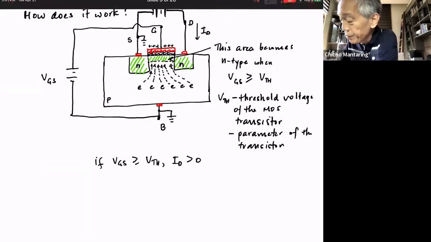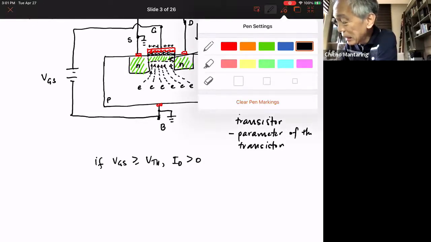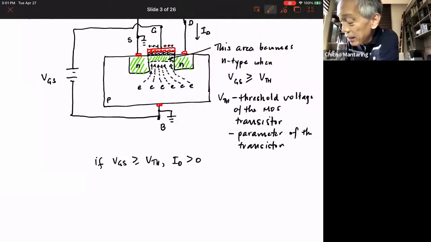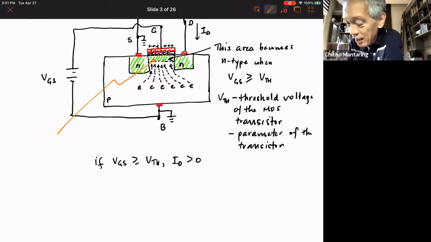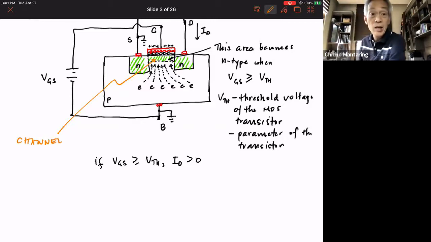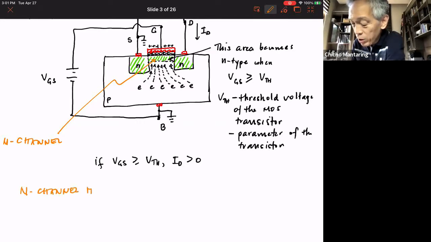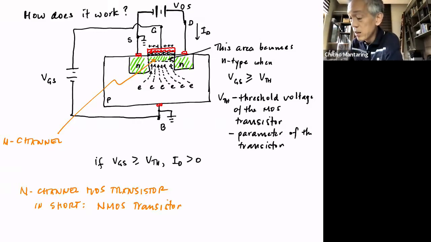This area, let me use a different color. My drawing is getting messy. This area, you call this a channel. In fact, you call this an N channel. So you now call this an N channel MOS transistor, or in short, you call it an NMOS transistor. Okay, that is called an NMOS transistor.